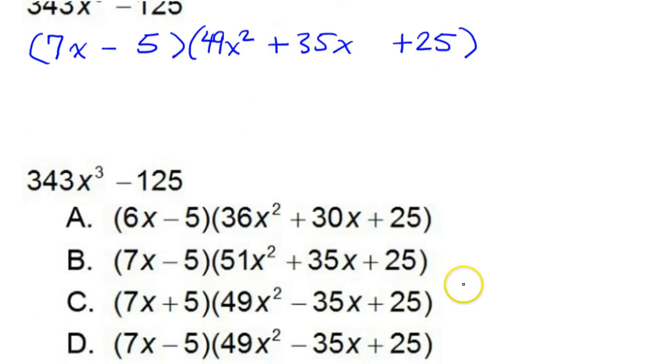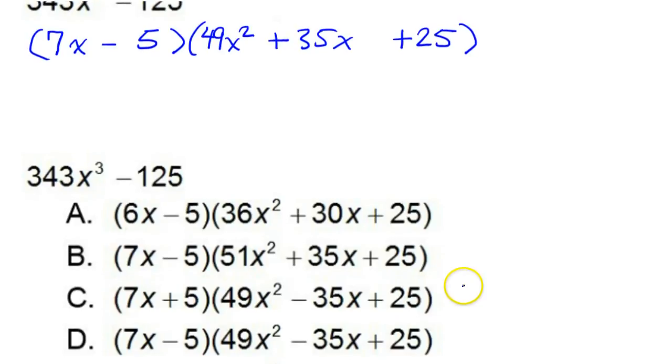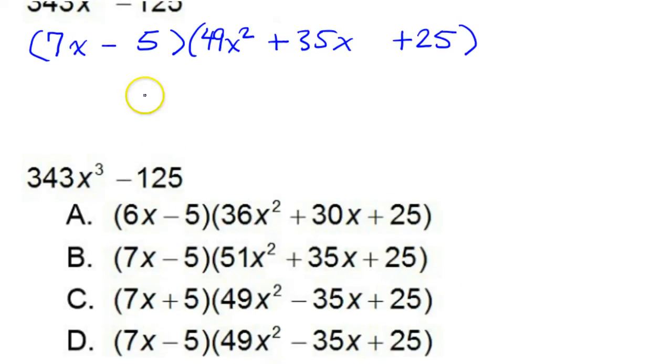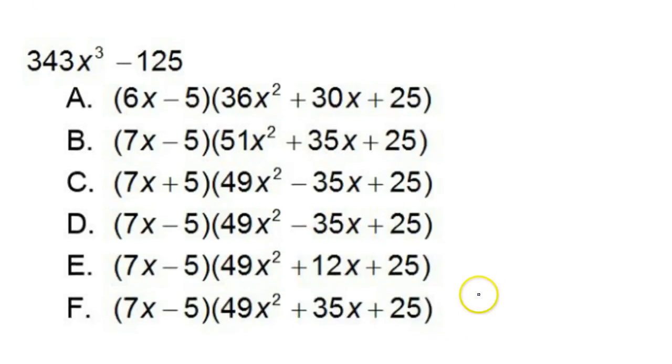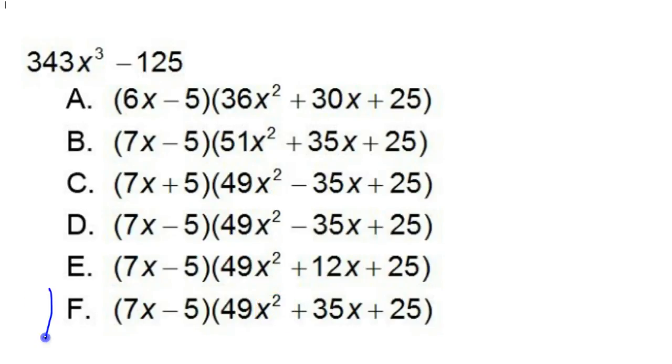Oh, we should look and see which one of the answers this matches. And okay, 7x minus 5, 49x squared, I need a plus 35x. So I keep looking. It looks like F is going to be the answer.